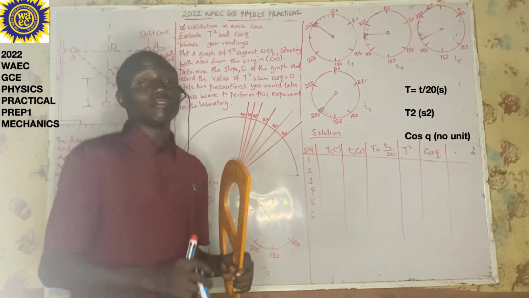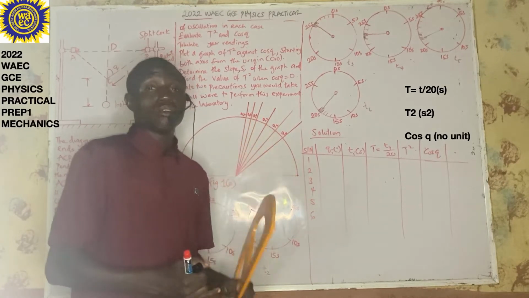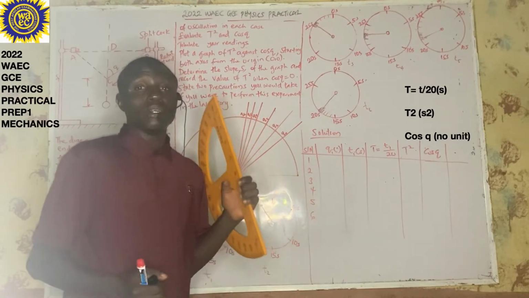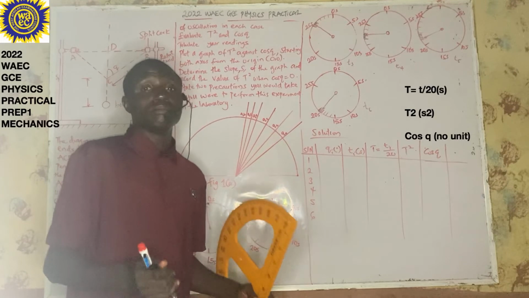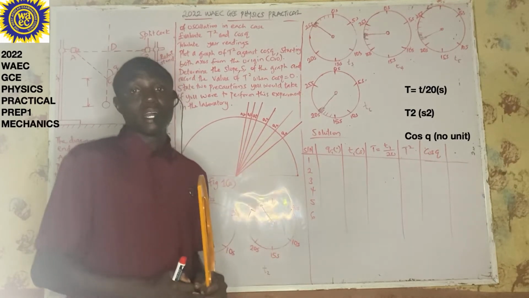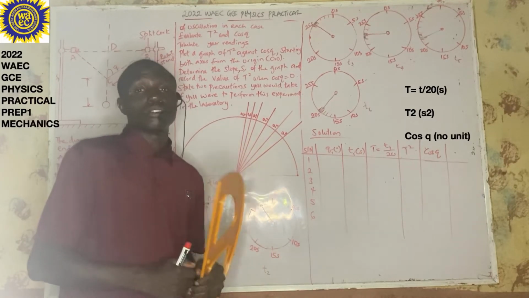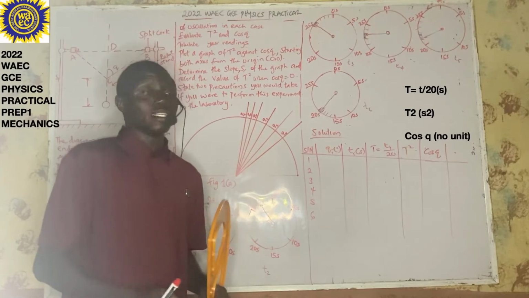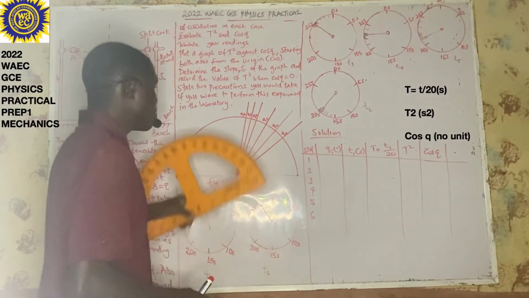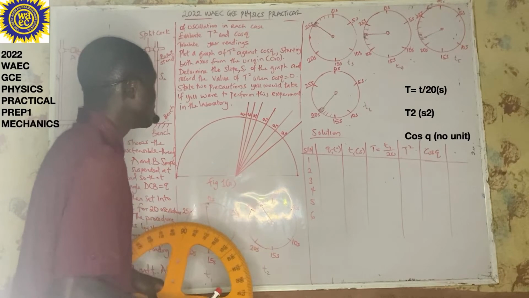The mathematical set is very, very important. You need a protractor, a ruler, a measuring ruler. Usually bring along a 30 centimeter ruler so as to be able to cover for excesses. Now, here I have my protractor. The first thing is to determine the Q1.